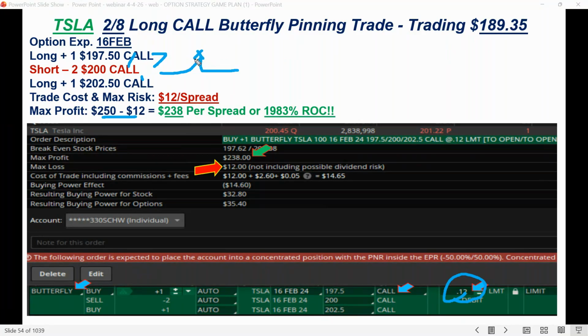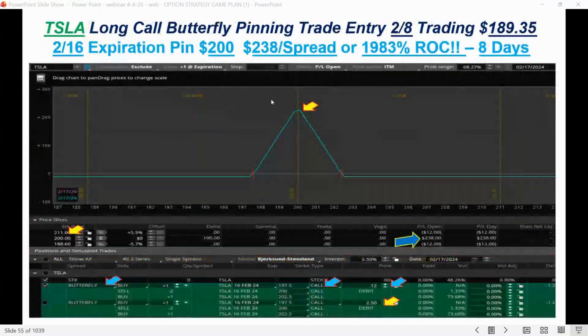So if we went out the top of the tent right there, perfect pin, this would make $238 per butterfly on that risk of $12. That's a return of 1,983%, right? So these are definitely possible returns for these trades. And this was to the penny. I mean, this was amazing.